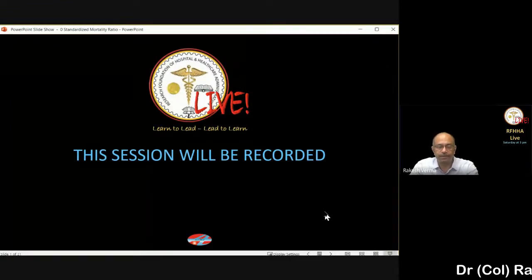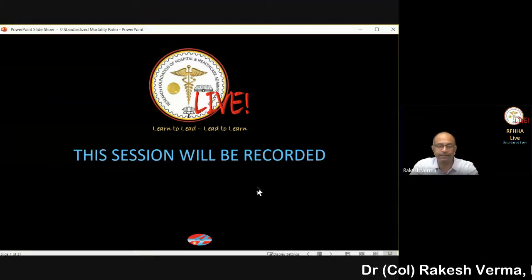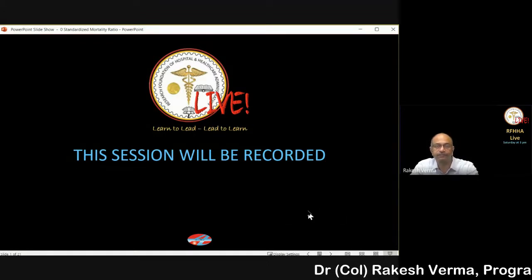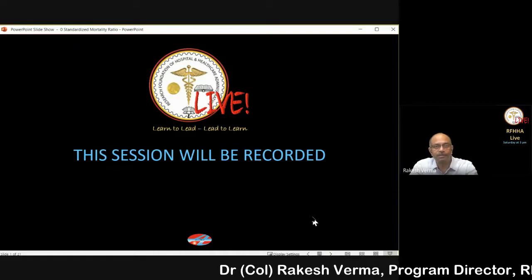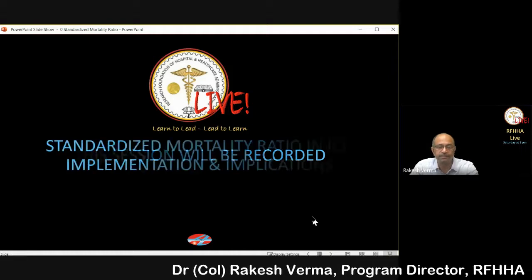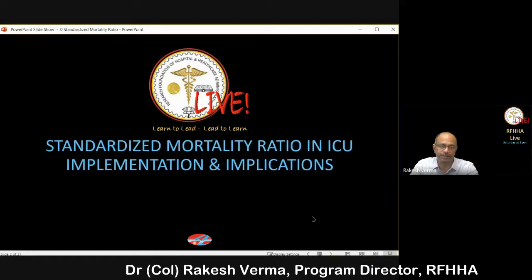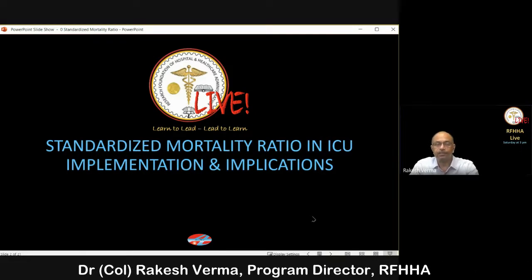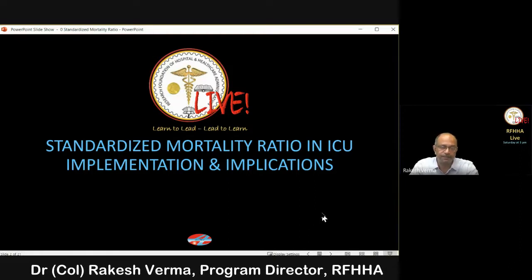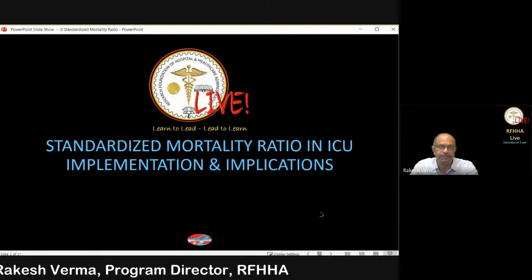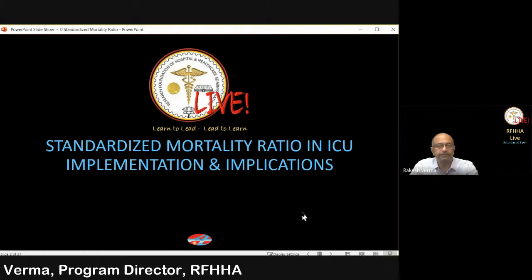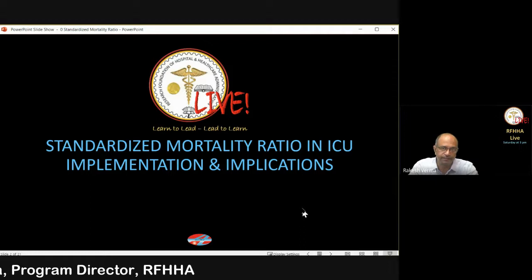And today's topic is an interesting one. It is not a topic that is ordinarily required of hospital administrators. However, because this particular aspect has come into the fifth edition of NABH standards, this is one of the indicators that needs to be measured under the fifth edition, and this is the reason why hospital administrators have got into this.